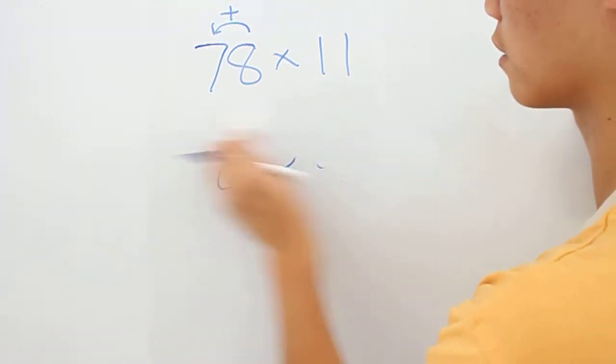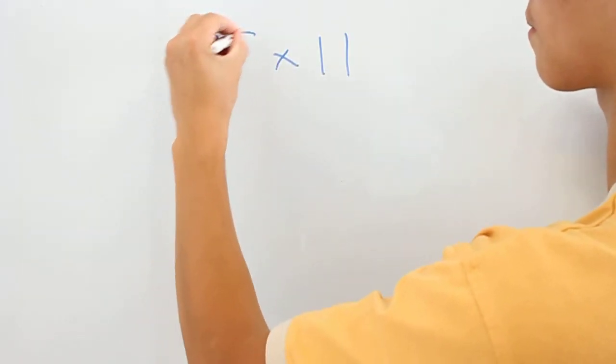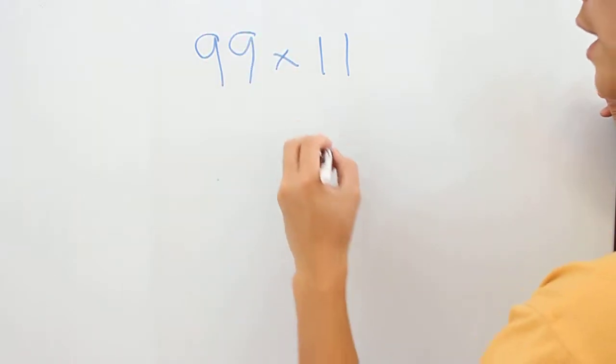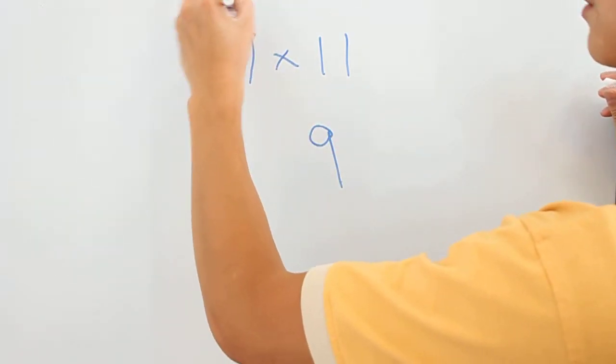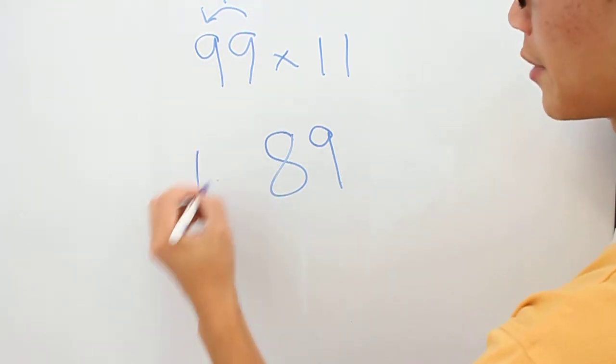Let's try this again. 99. I'm going to drop down the 9. I'm going to add this, which is 18. Well, I'm just going to have the 8 and carry over 1, so when I drop down 9, it becomes 10.